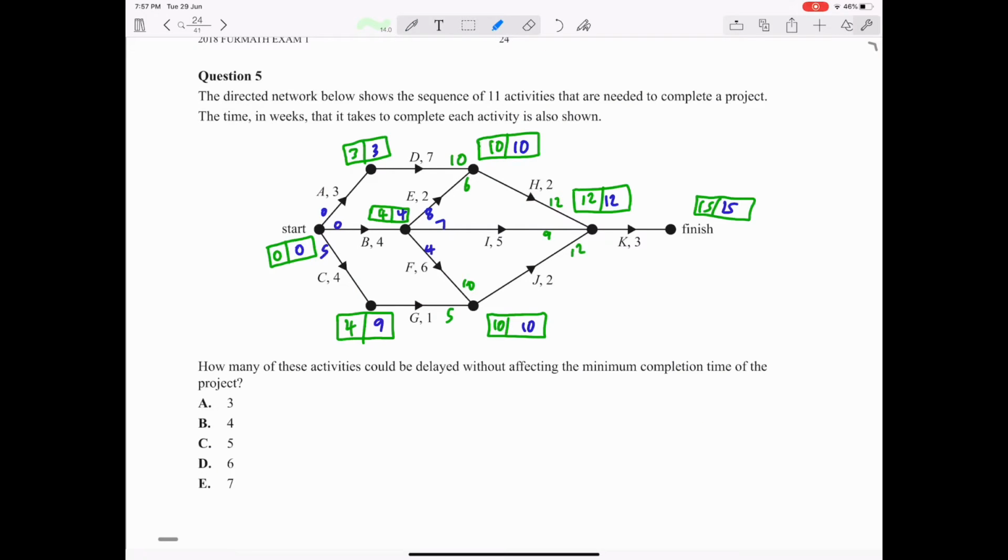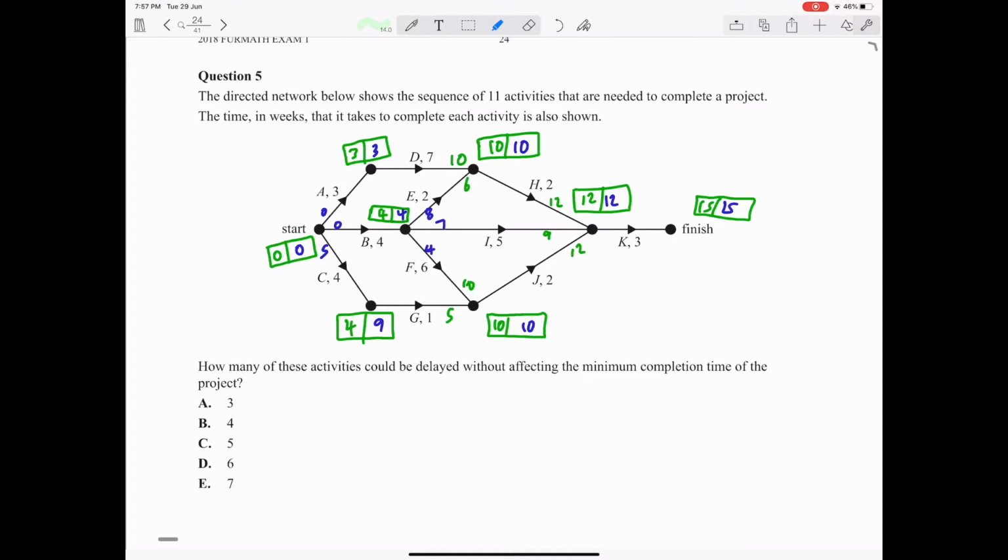Question 5. The directed network below shows a sequence of 11 activities that are needed to complete a project. The time in weeks that it takes to complete each activity is also shown. How many of these activities could be delayed without affecting the minimum completion time of the project? So the first step is to complete the critical path analysis, which I've just done to save time.